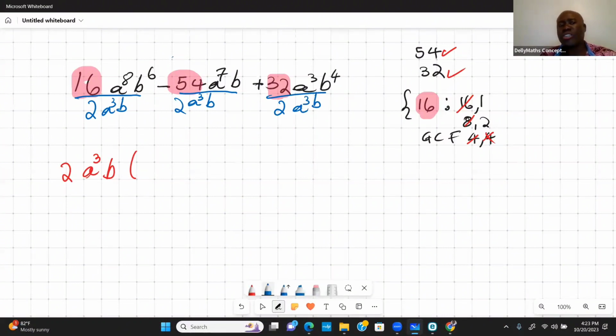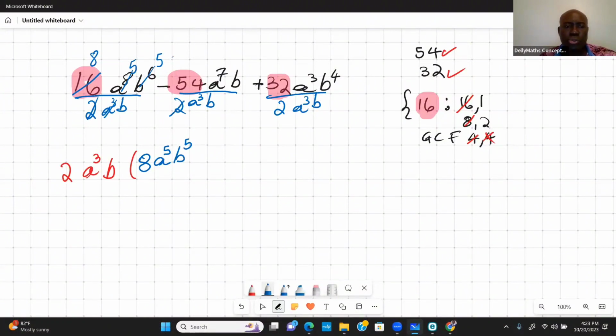So at this moment, we're going to try to cancel. Can 2 go into itself? Yes. Can it go into 16? 8. So we are having an 8 here. Now, A to the third will cancel into A to the 8th. So we have A to the 5th. Because remember, when you divide the same letters, we subtract their exponents. And then B into B to the 6th, we're left with B to the 5th right here.